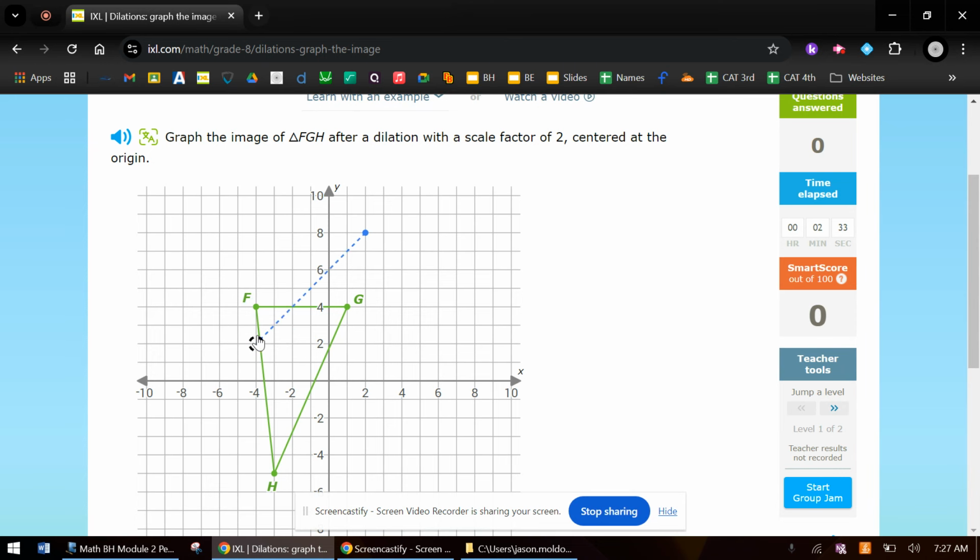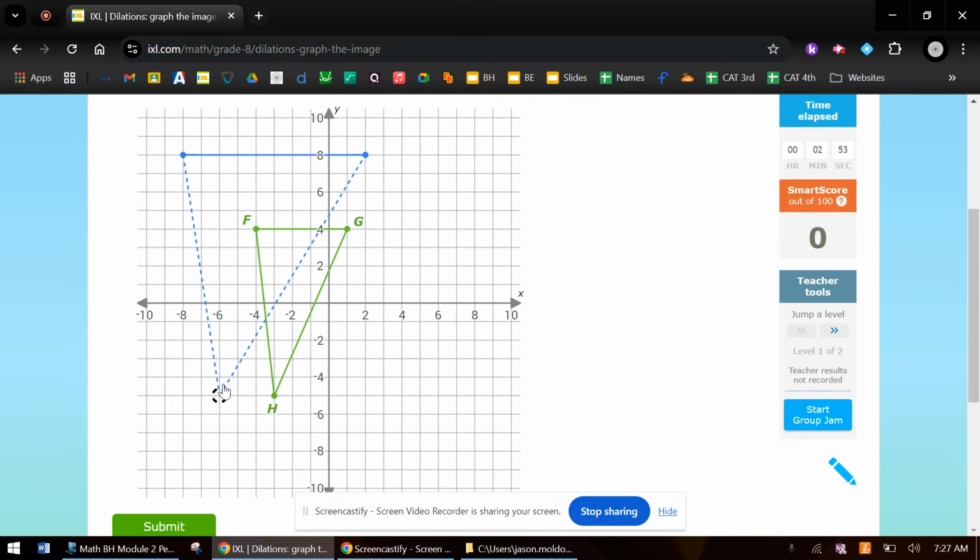Okay, then I've got point F, and I'm going to double its distance from the origin, which will also produce a triangle that's double the size. So if it is left 4, it's going to be left 8, and up 4 is going to be up 8. And the last point, H was left 3, so it's going to be left 6, and this was at -5, and it's at -10. Okay.